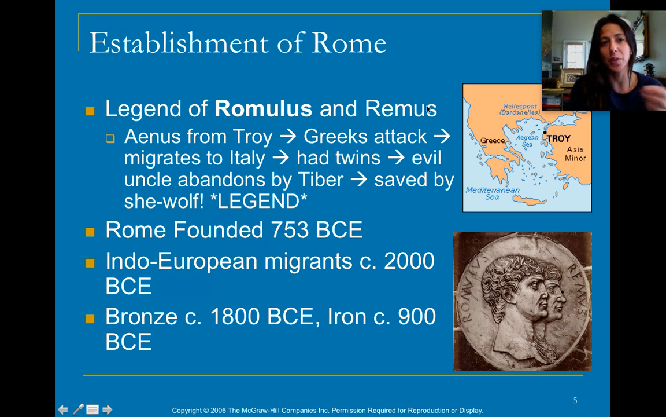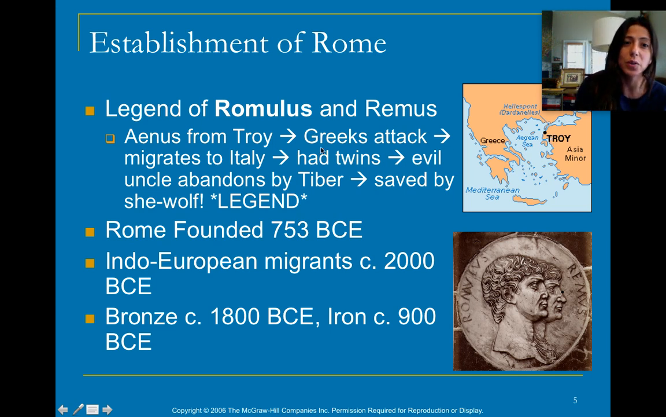His brother's name was Remus. Apparently, the story goes that there's a man from Troy. Troy, of course, is in modern-day Turkey, Asia Minor / Anatolia. The Greeks had attacked in the 700s. Remember, that was a time of turbulence when there were a lot of attacks going on in this region. Remember, from that period, 1200 to 800, a lot of conflict for the Greeks. Anyway, the Greeks attacked Troy.